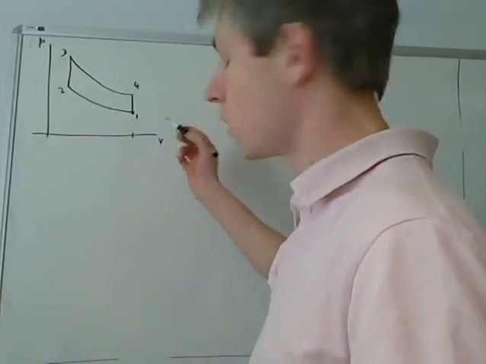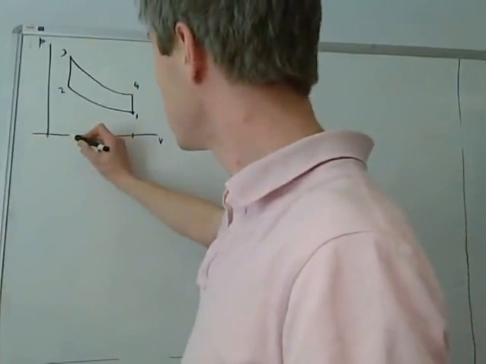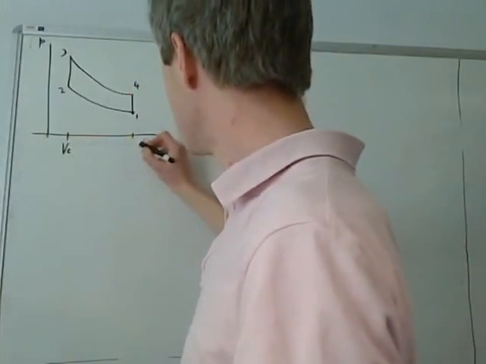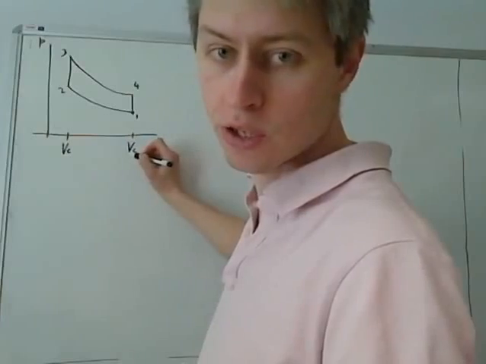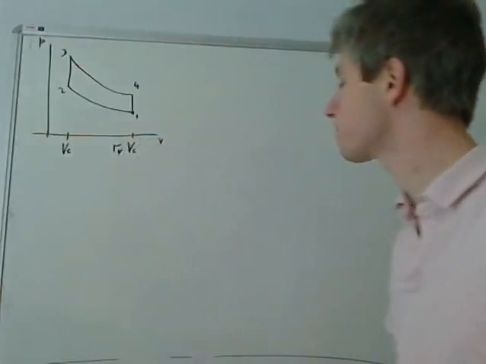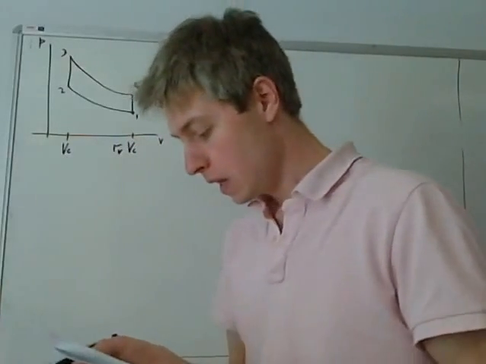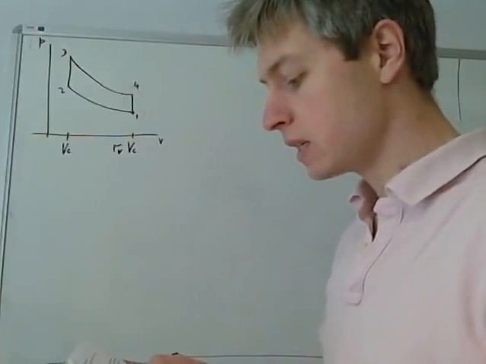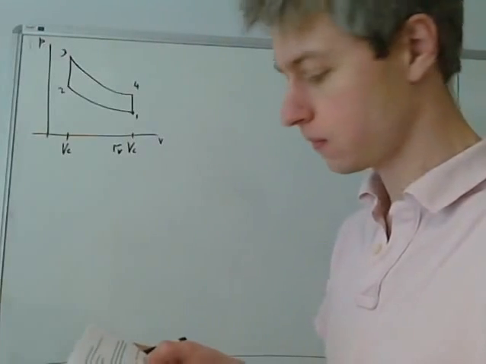And accordingly, because it's a reciprocating piston engine, we're going to label this minimum volume as the clearance volume, VC, and this maximum volume as the clearance volume times the volumetric compression ratio. We'll call that RV. Okay. Now, this is an air standard cycle, so we can assume that it's an ideal gas.